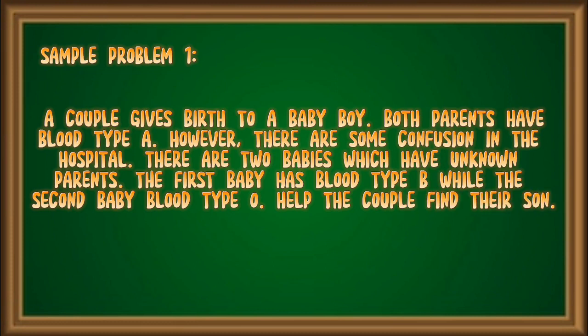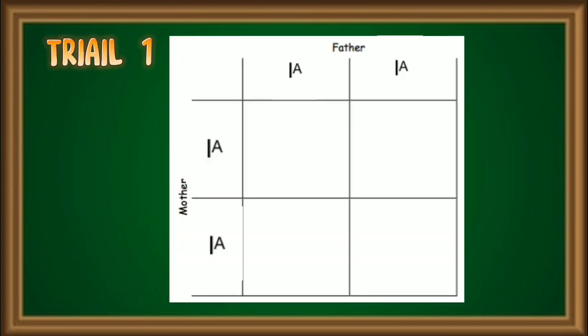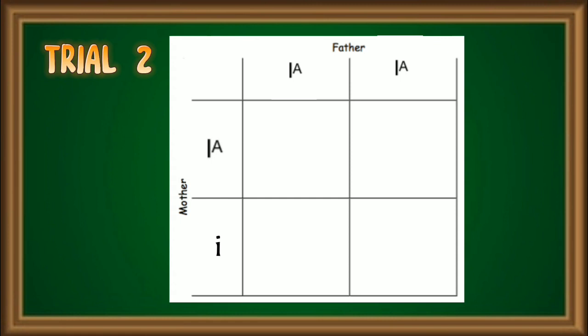For blood type A, we have 2 types of genotypes. One is homozygous and one is heterozygous. According to the problem, there are no specific details on whether the parents are homozygous or heterozygous. So we will have a series of trials. For the first trial, both parents have homozygous A genotypes. In trial 2, one parent is homozygous and one is heterozygous. In trial 3, both parents are heterozygous. Let us see which one is the real baby.